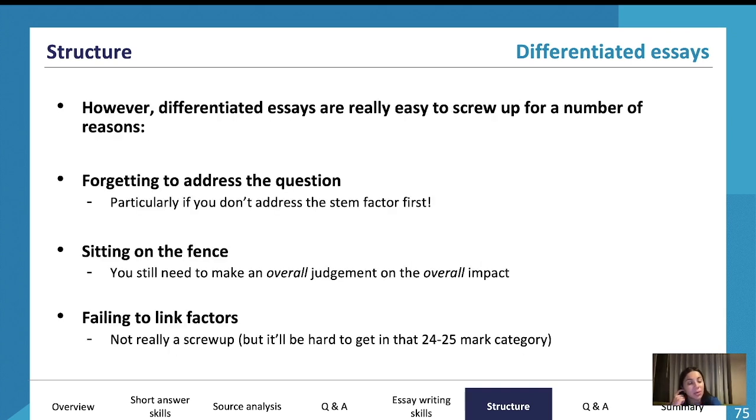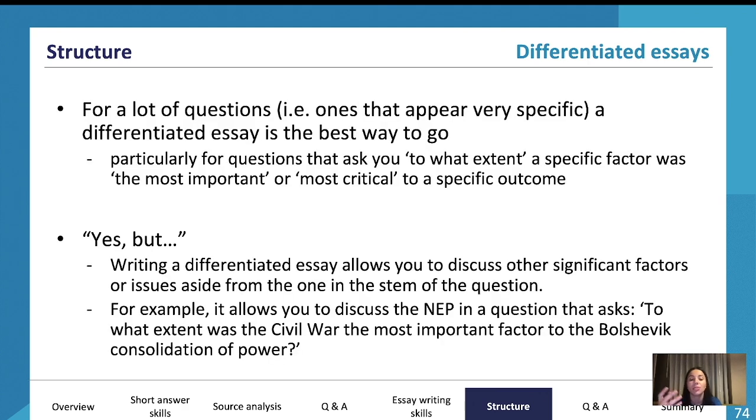So forgetting to address the question is so, so important, especially if you don't address the stem factor first. So maybe you might actually say that the Civil War was the least important because the New Economic Policy was more important. But even if you were to make that argument, you'd still want to talk about the Civil War in your first paragraph and explain why it was the least important, because that's what's in the question.